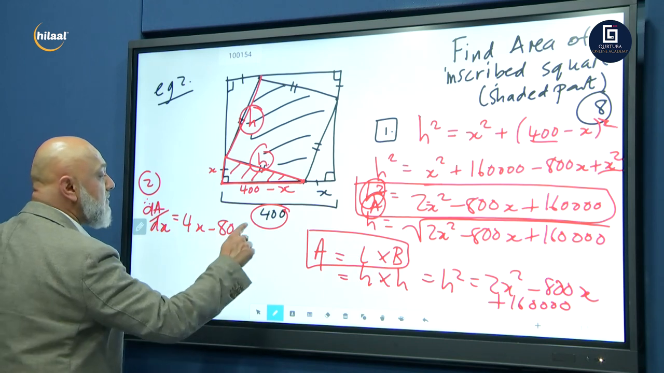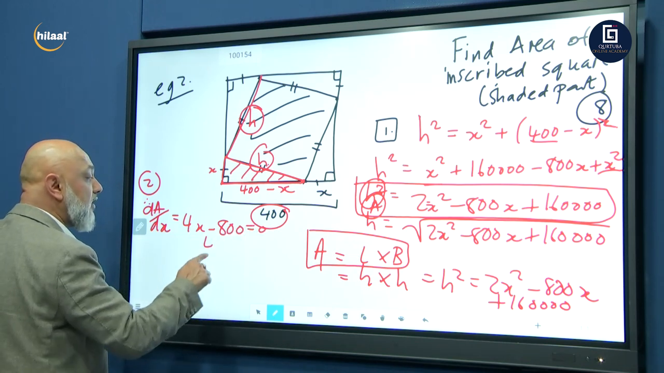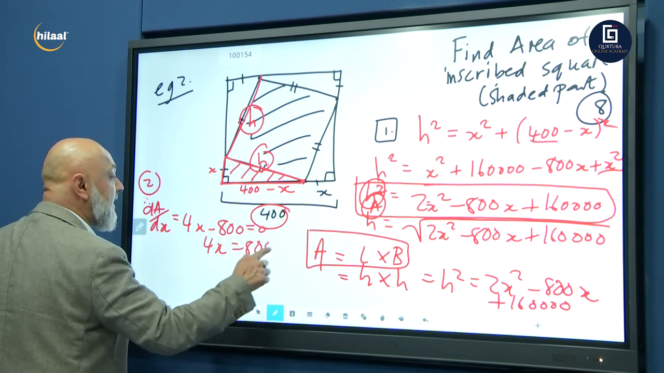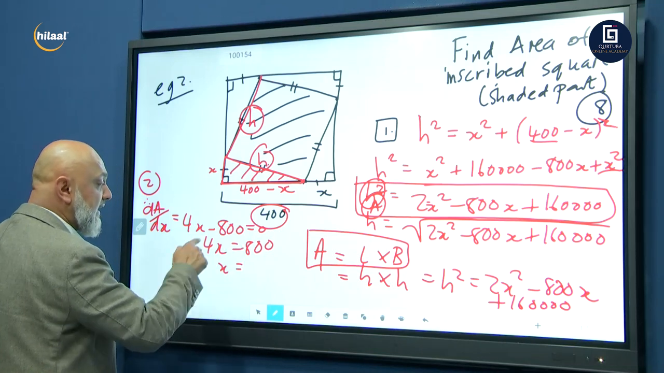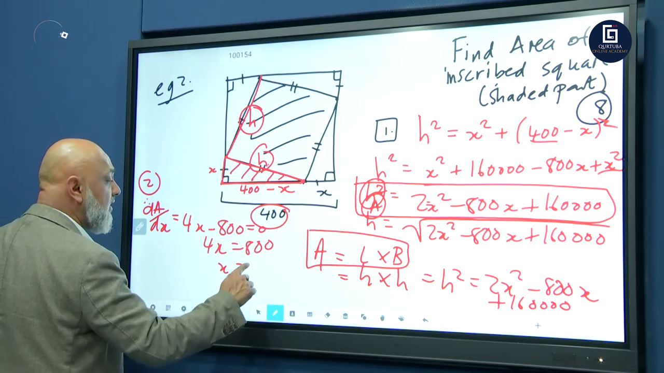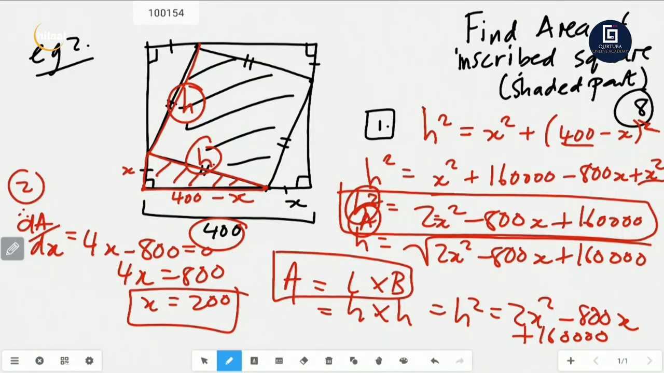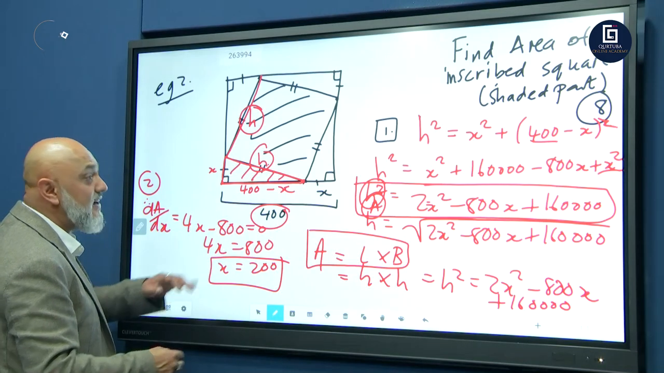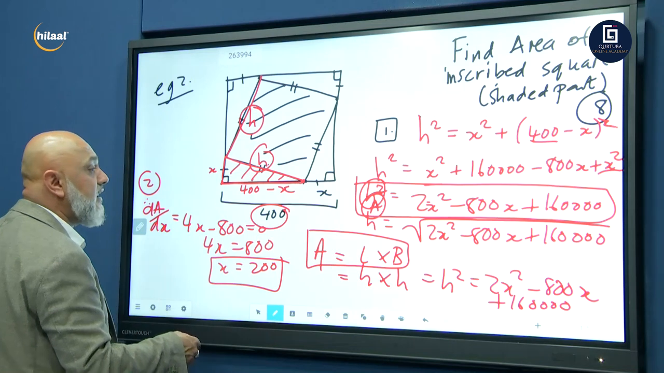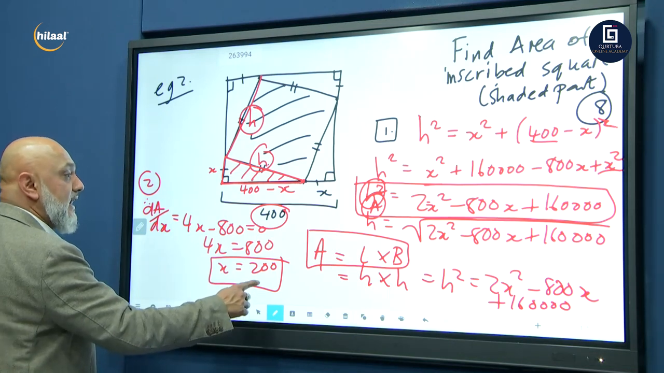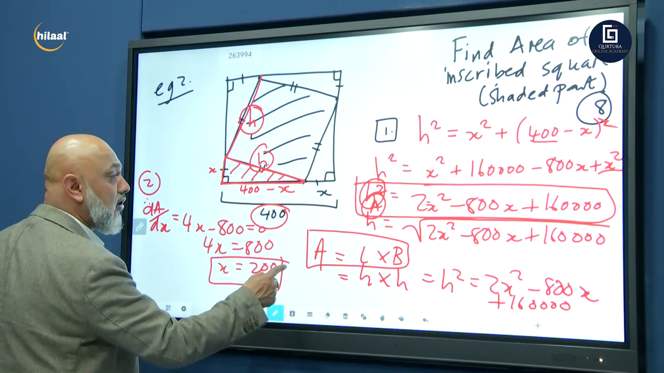And for minimum or maximum, your derivative is equal to 0. 4x will equal to 800. X will equal to 800 divided by 4 is 200. So in this case also, X is equal to 200. Now to find the maximum area, we only found X giving maximum area. Now we need to find the maximum area. So we just take this 200 and we substitute it back into your original.